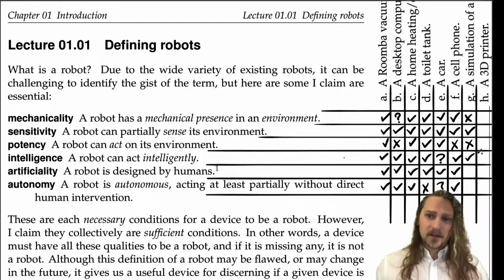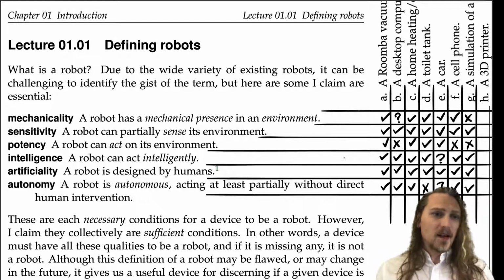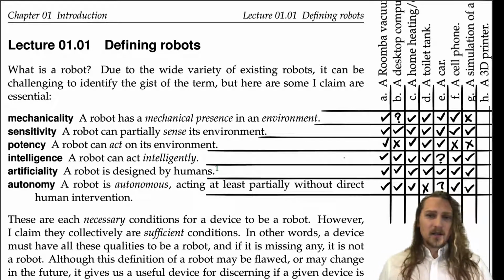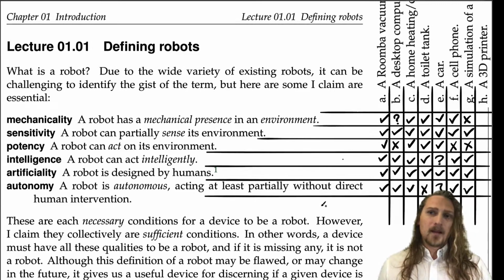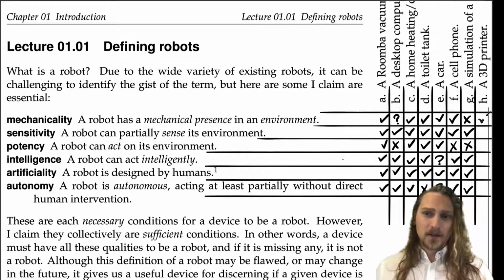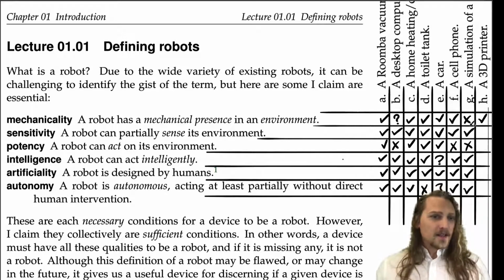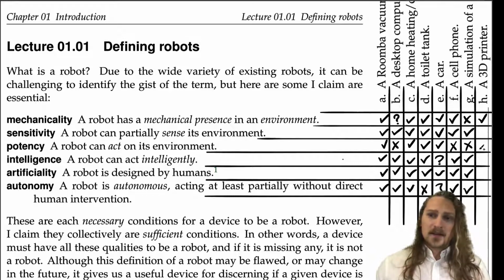Intelligence, certainly. Artificiality, certainly. Autonomy, certainly. It's missing that mechanicality and ability to act on its environment. Okay? A 3D printer. Okay, mechanicality. Oh yeah, a 3D printer has got mechanicality to it. Sensitivity, yeah. There are usually sensors in the heating filament, and in the position of the tracks to move the head around. So yeah, sensors.